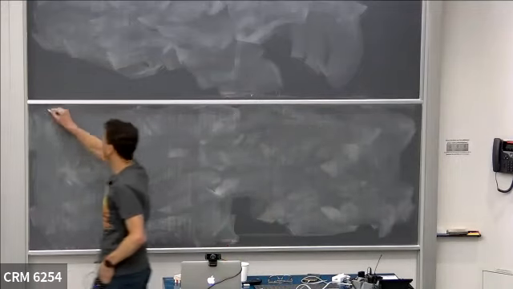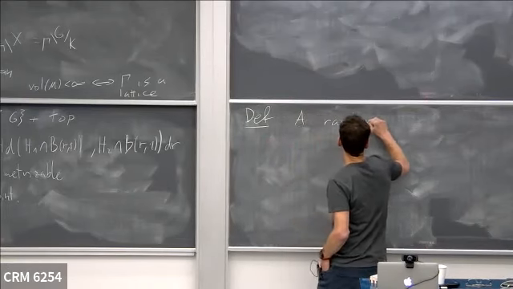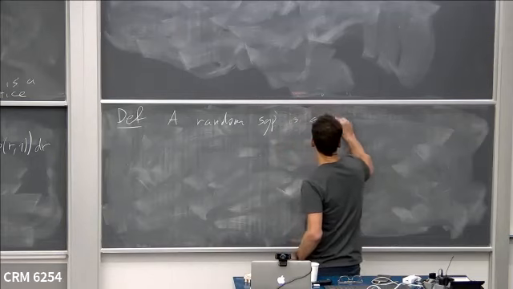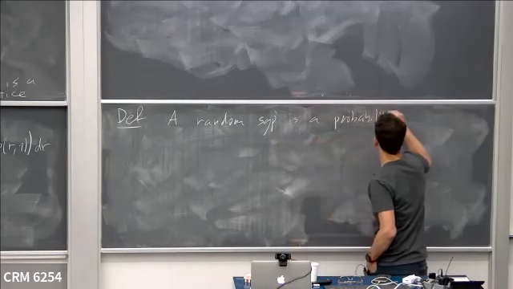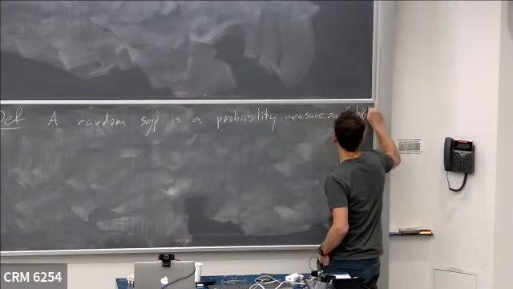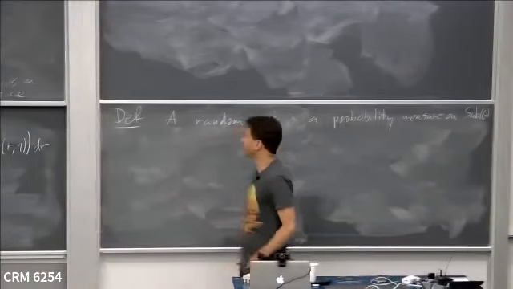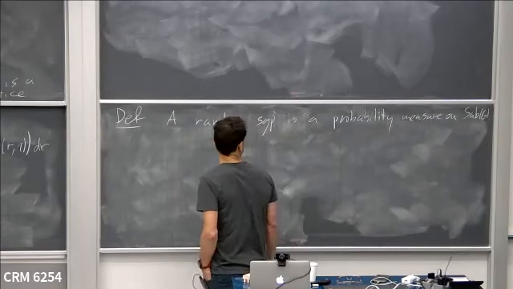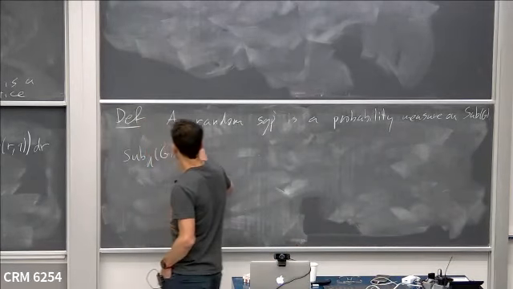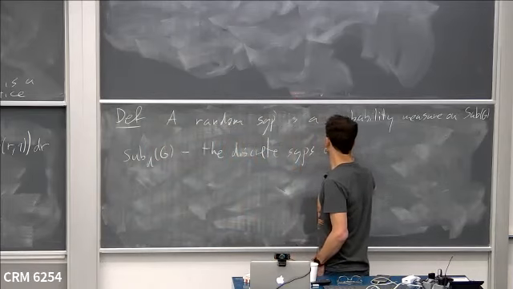So what is a random subgroup? Definition: a random subgroup is a probability measure on Sub G. Any probability measure on Sub G is a random subgroup. Let's also say inside Sub G, you have a subset, the discrete subgroups of G.